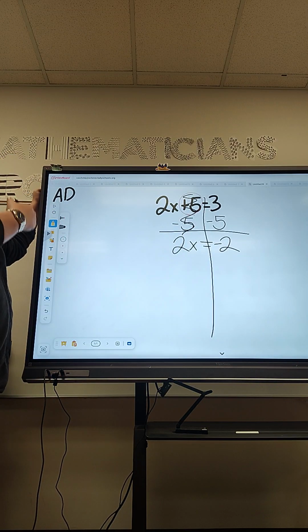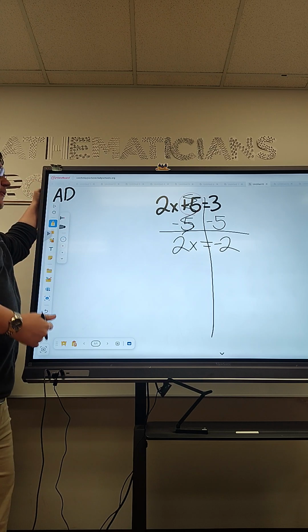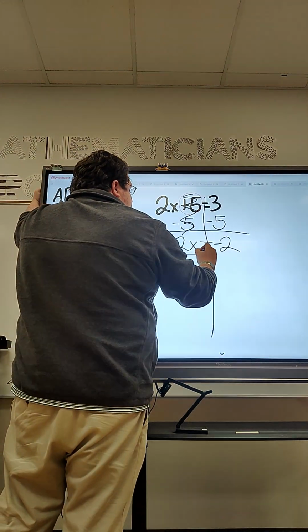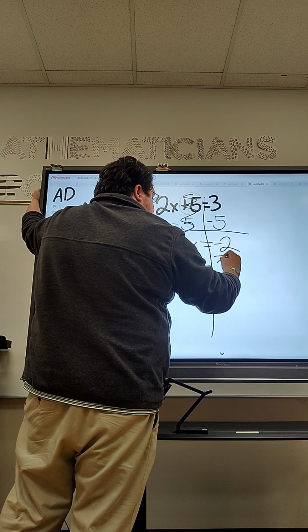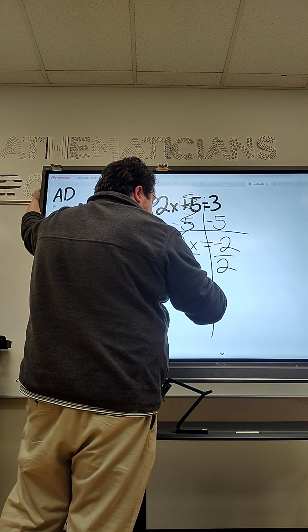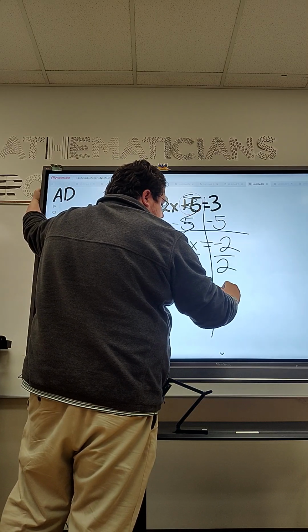The last step is to divide. So I'm going to divide by the number with the x. Divide everything by 2, which gives me x equals negative 1.